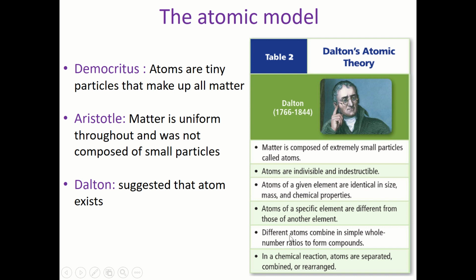Next thing says that different atoms combine in a single whole number ratio to form compounds. Yeah, this is of course correct, right? Because we know that, for example, H2O must be made up of 2H and 1O, or CO2 must be 1C and 2O, and so on.